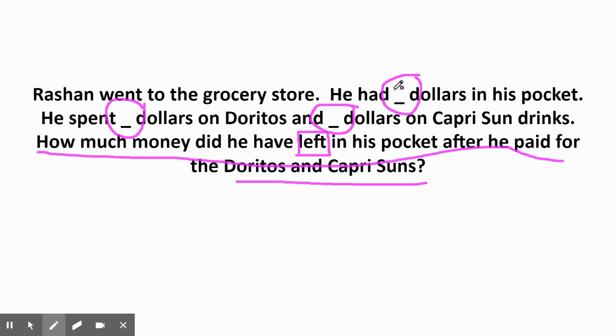Okay. So let's see. Rashawn had $18 in his pocket. He spent $3 on Doritos and Capri Sun drinks. Let's say he bought a lot of them. He spent $4 on Capri Sun drinks. How much money did he have left in his pocket?